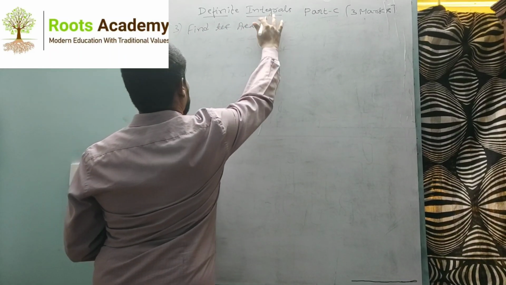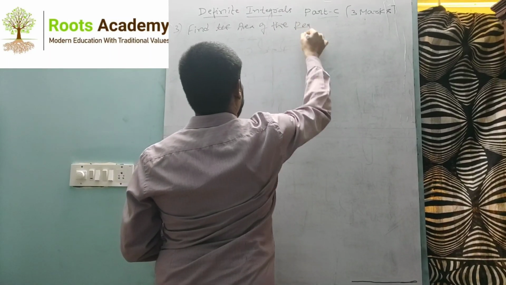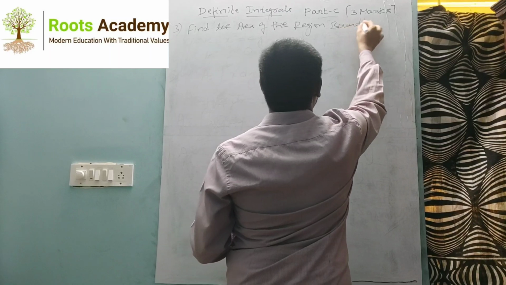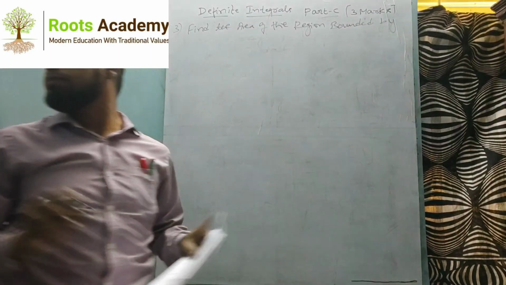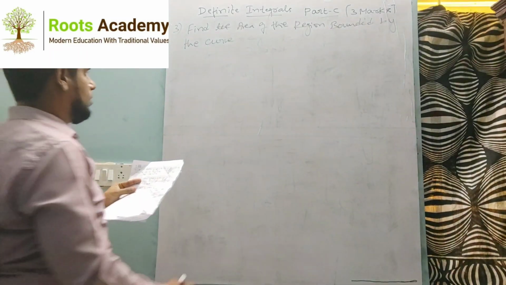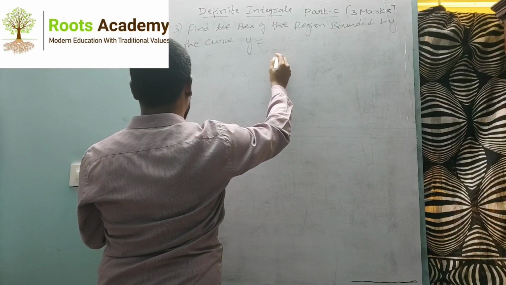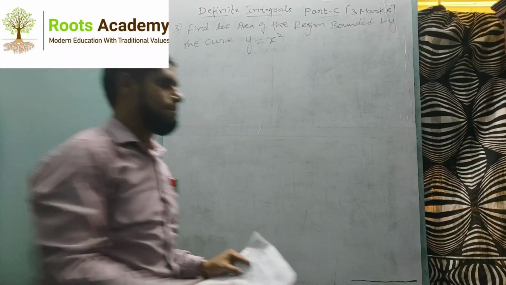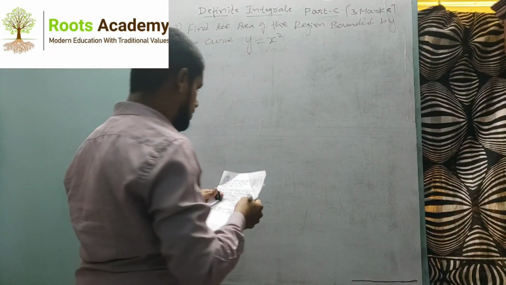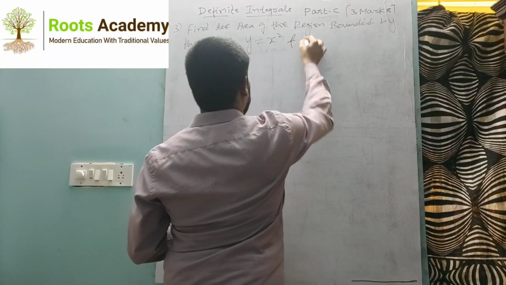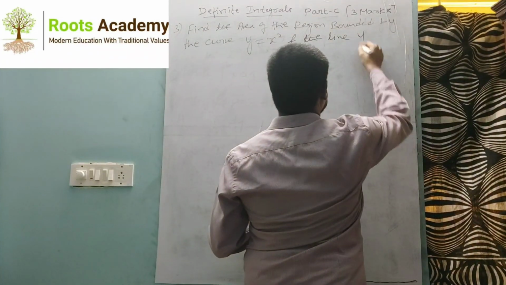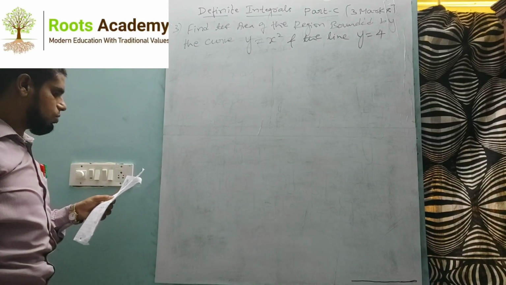Find the area of the region bounded by the curve y is equal to x square and the line y is equal to 4.